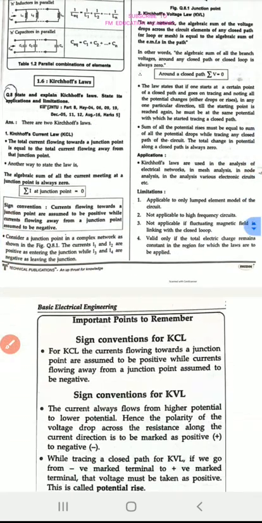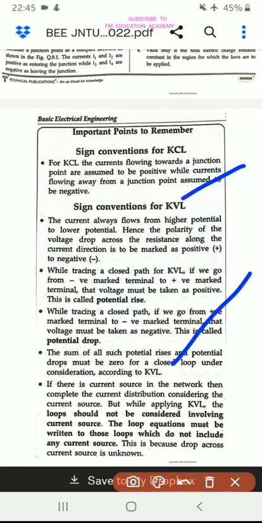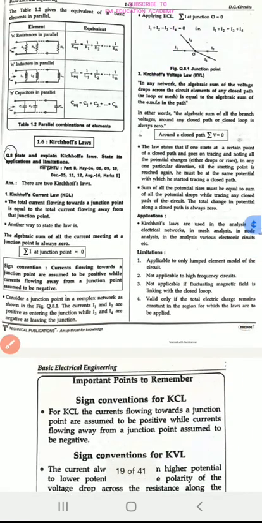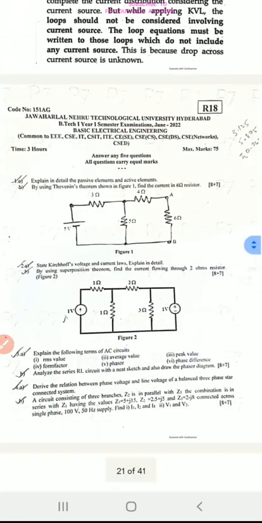So, and the sign conventions for KCL and KVL you should write. I already told you, because that is an 8-mark question. If you do all this, you will get 8 marks. Okay, next question is question 2B.